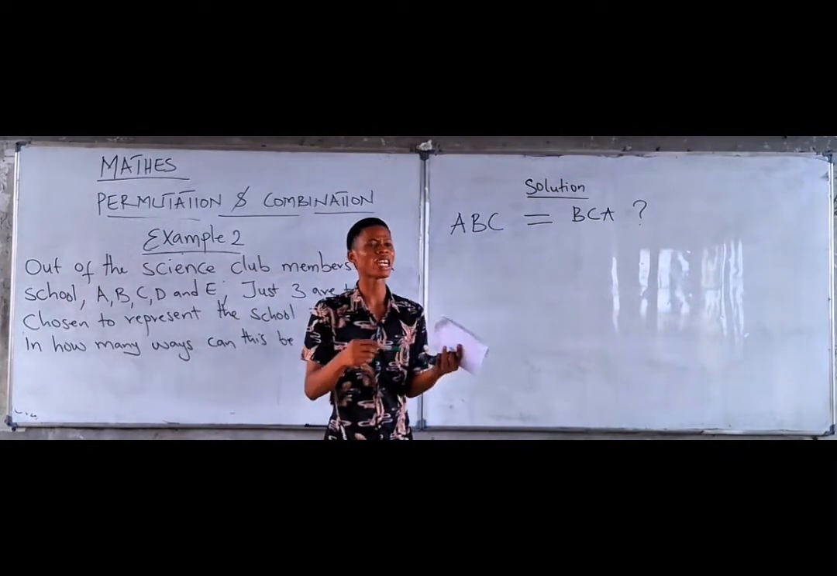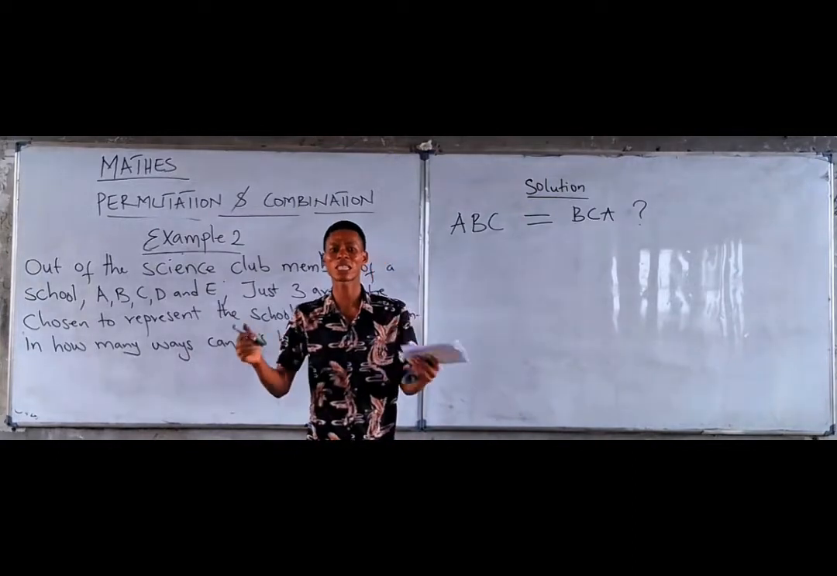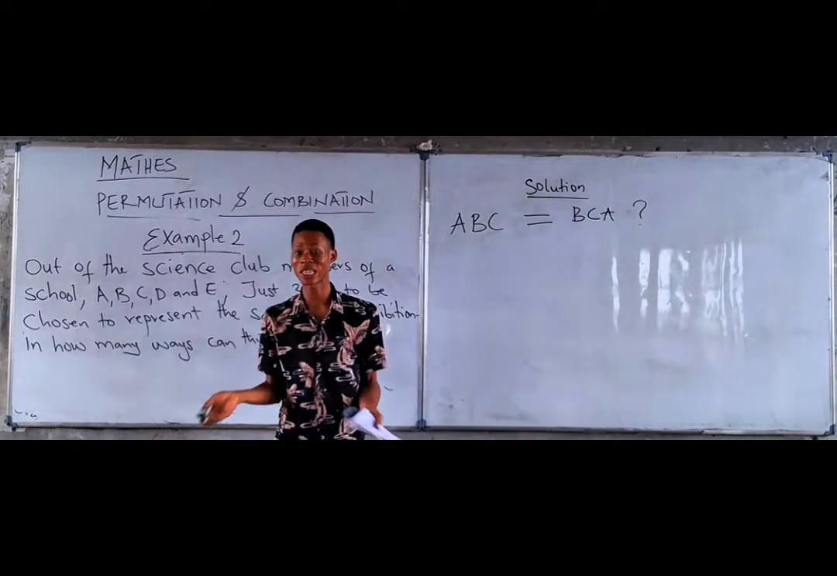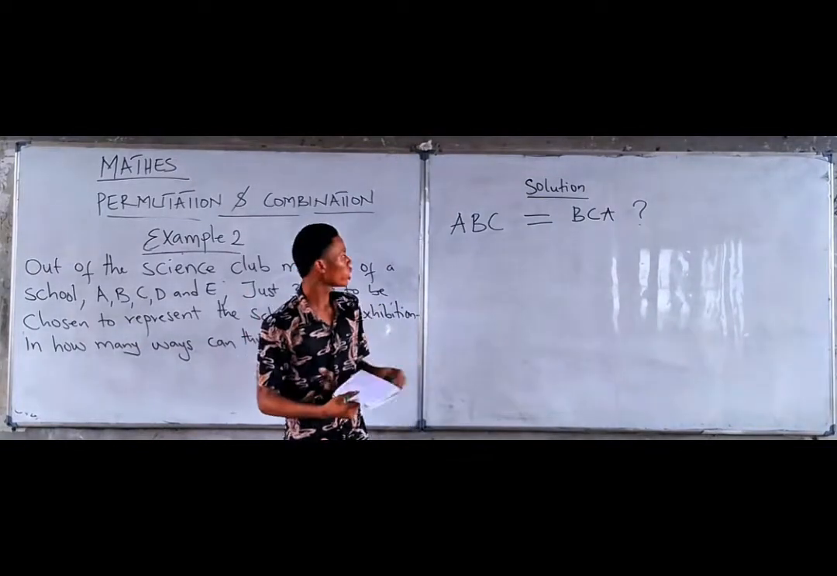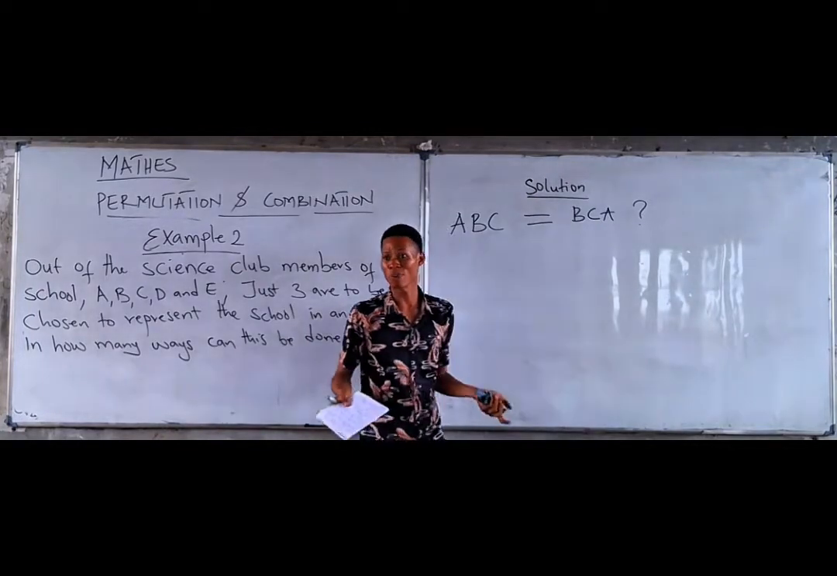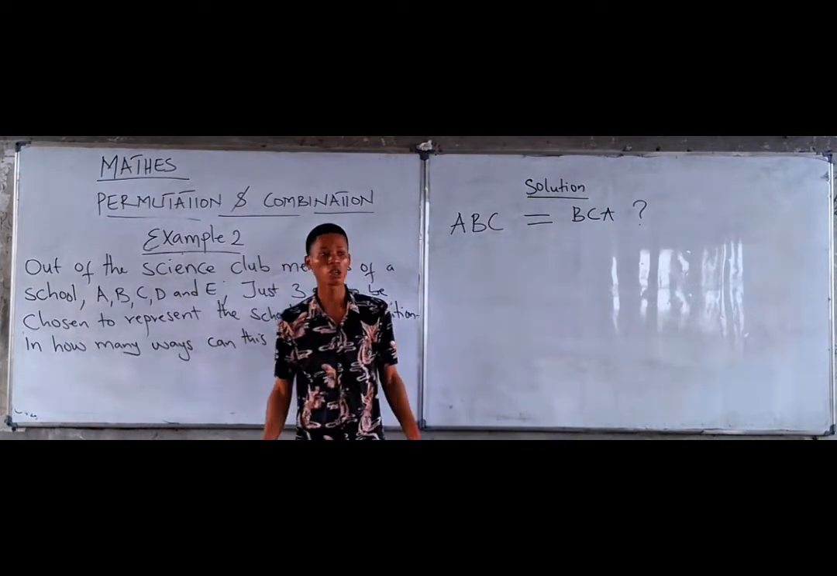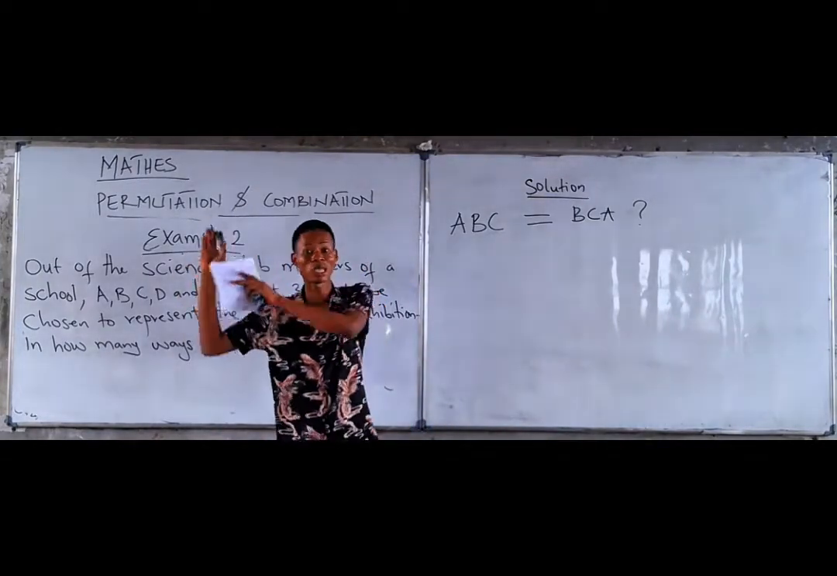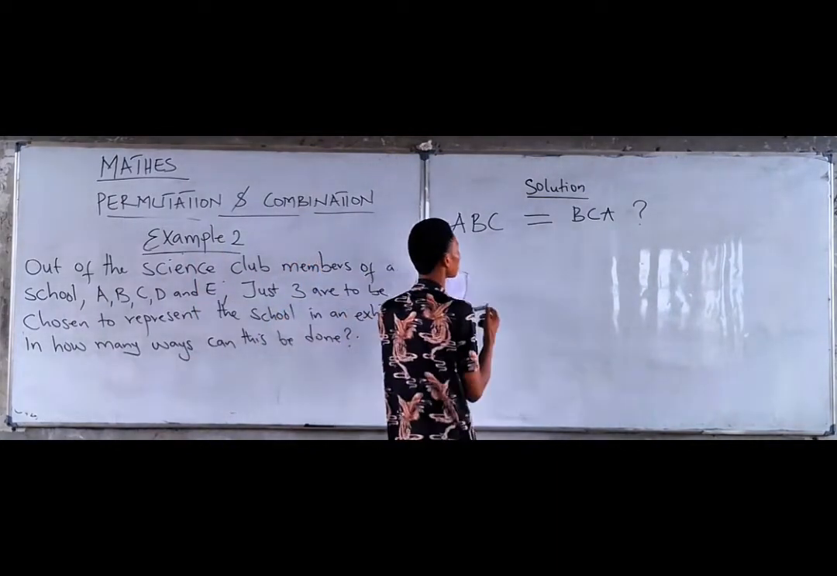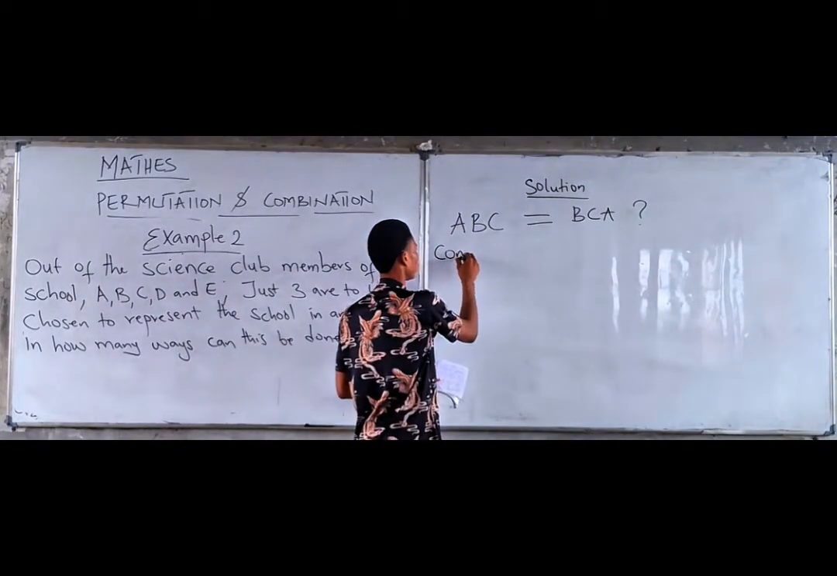So in this case, the order is not necessary. Whether you choose this one before this one or this one before this one, the fact is that you are still choosing 3 of them. So the order of choosing them is not necessary. Do you understand that? So in this case, ABC is equal to BCA, because they are still the 3 persons representing the school. When you go there to the competition, they will not ask you who was chosen first. What they know is these are the 3 persons representing the school. So the order is not important. Do we get that? Since this is equal to this, then this is a case of what? Combination.